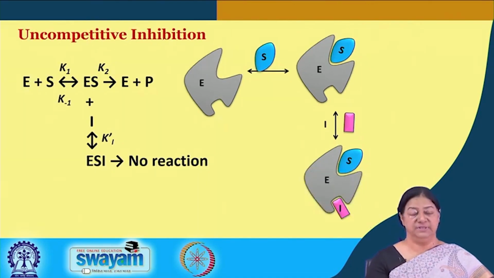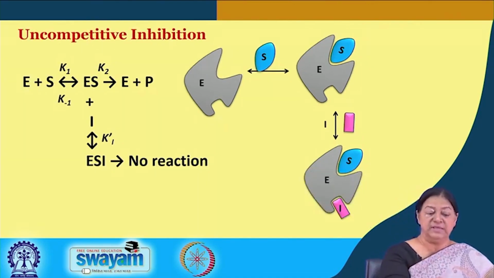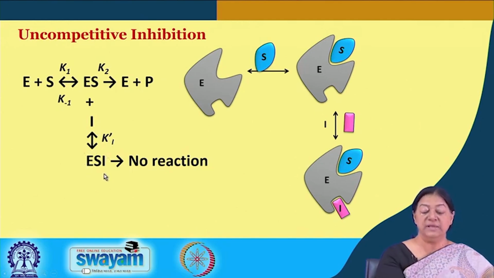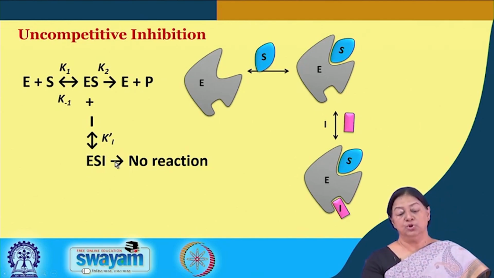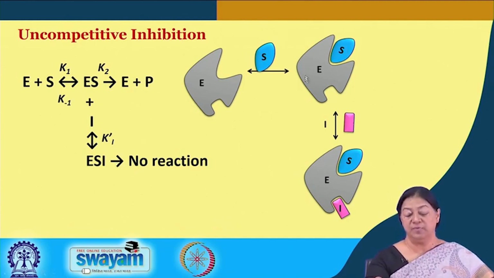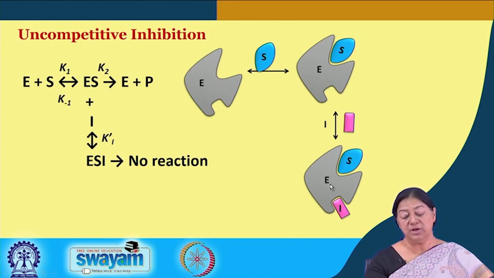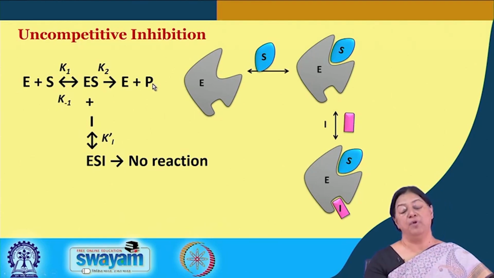In case of uncompetitive inhibition, it is a bit different, because the enzyme does not interact with the inhibitor directly. The inhibitor interacts with the enzyme substrate complex. When it interacts with the enzyme substrate complex, forming again the ternary complex, there is no reaction possible. So, we have the enzyme substrate complex formed first, and then the inhibitor comes and sits at a different site, but the ternary complex is formed in such a manner that the product cannot be formed from the ESI ternary complex.